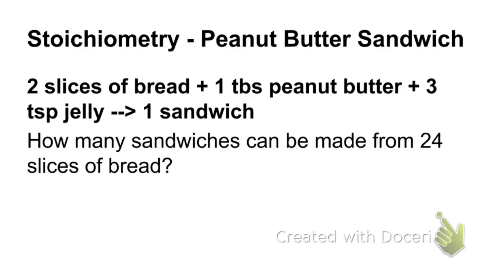So we can actually use stoichiometry on really simple everyday things like making a peanut butter sandwich. Right, so this is our balanced equation of a peanut butter sandwich. We're going to take 2 slices of bread and a tablespoon of peanut butter and 3 teaspoons of jelly, and we're going to make 1 sandwich. So what are our reactants in this equation? The reactants are what we're starting with: 2 slices of bread, 1 tablespoon of peanut butter, and 3 teaspoons of jelly. And what is our product? Our product will be the sandwich.